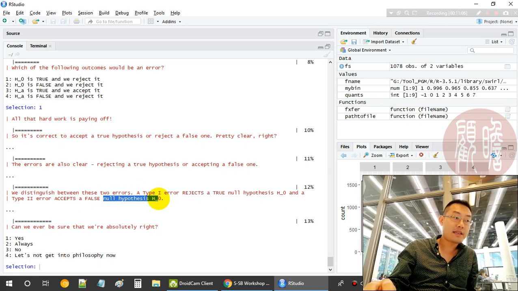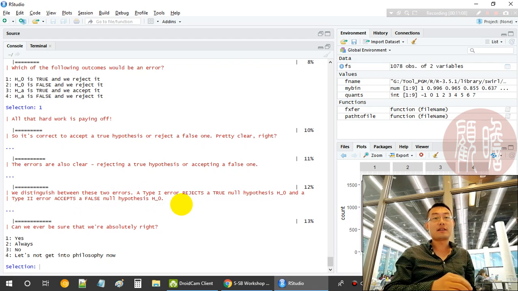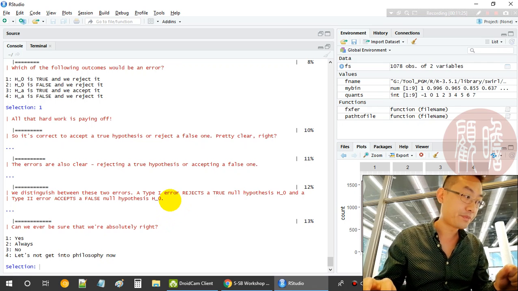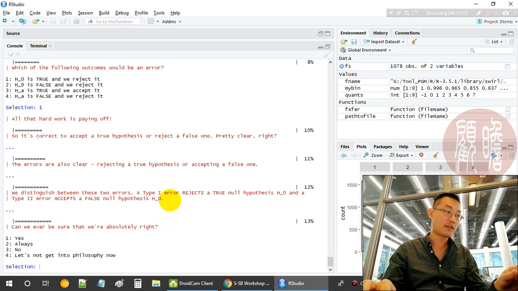For a spam email that escaped the anti-spam mechanism and landed in your inbox, this is a type 2 error, a false negative, right? It should go to the spam folder, but it didn't. It landed in your mailbox inbox, so that's a false negative, an escape.